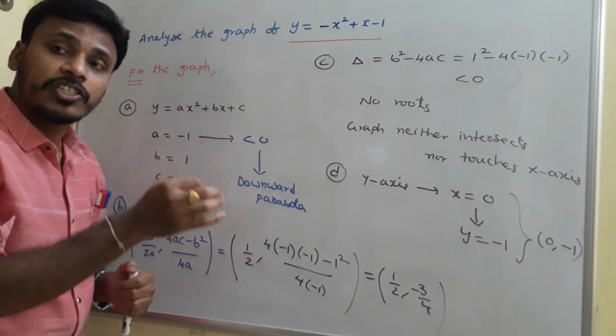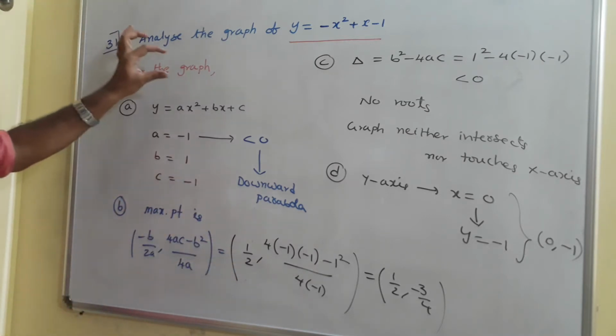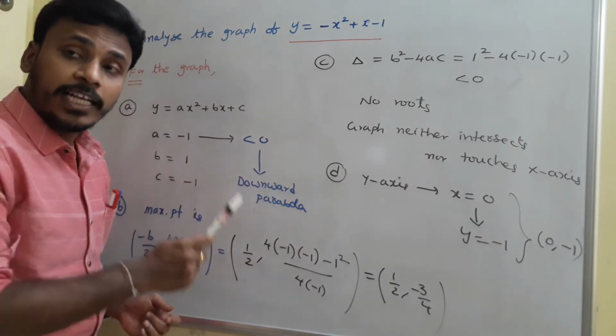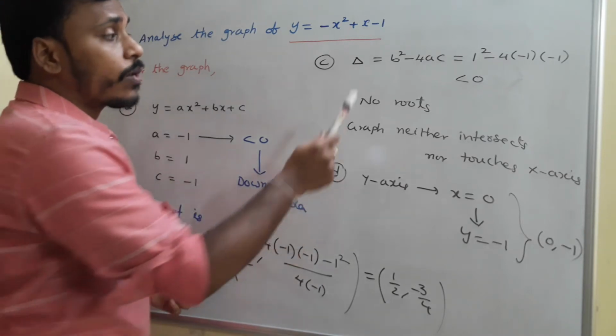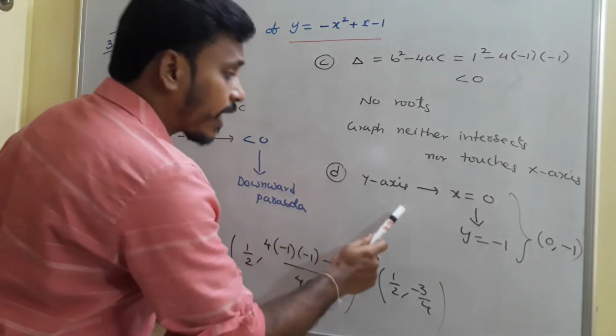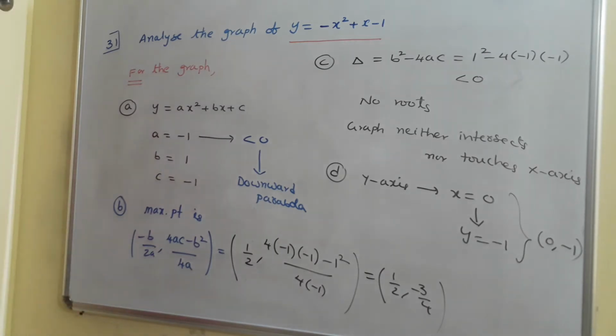And after sketching the graph, we need to observe some other points. For the graph, we need to observe these 3: downward parabola, turning point, as well as whenever the graph intersects the x-axis and whenever the graph intersects the y-axis. Just have a look. Now I am going to sketch the graph from this information. You just have a look.